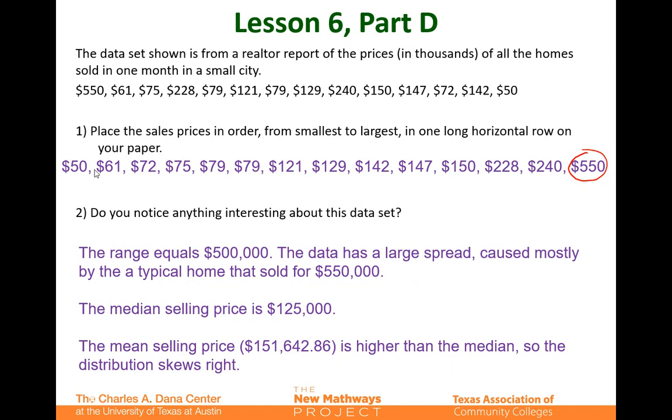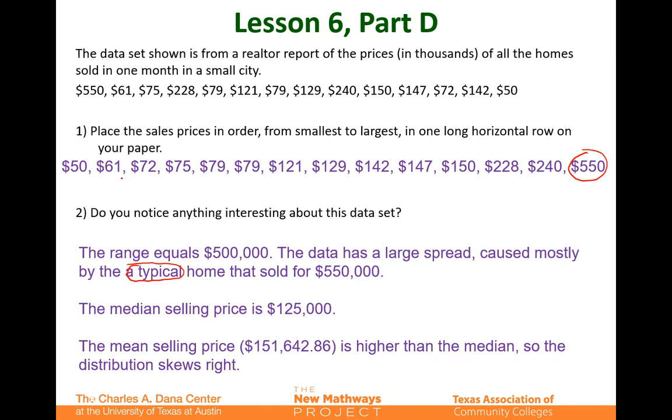It says the range equals 500,000. The data has a large spread caused mostly by the atypical home, which means not typical, home that sold for $550,000. The median selling price is $125,000.